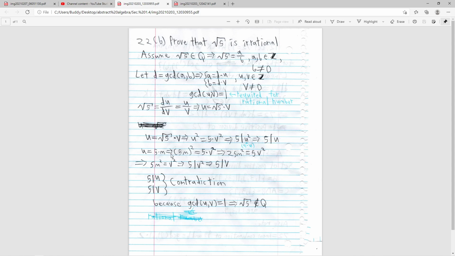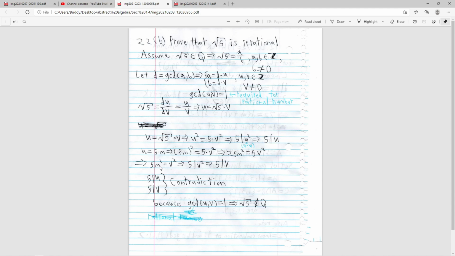But 5m, this means that 5m squared, because u squared equals 5 times v squared, 5m squared equals 5 times v squared, which means that 25m squared equals 5v squared. It's through simplification. And that means further that 5m squared equals v squared, which implies that 5 divides v squared, which implies that 5 divides v. Like before, you can understand that last step. Basically 5m squared equals v squared because you divide by 5 on both sides.